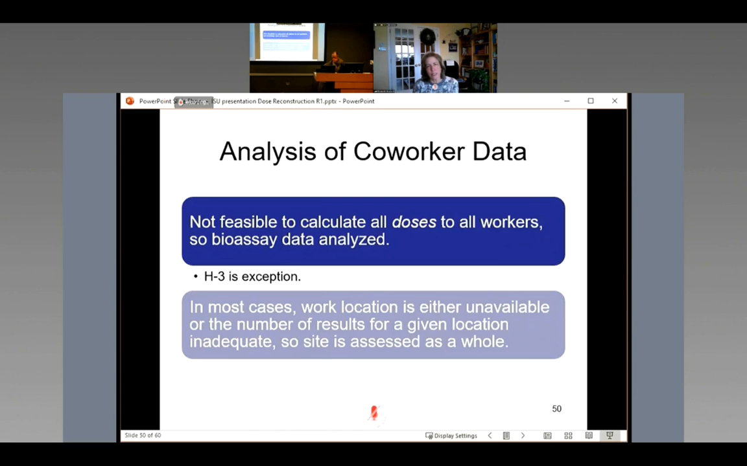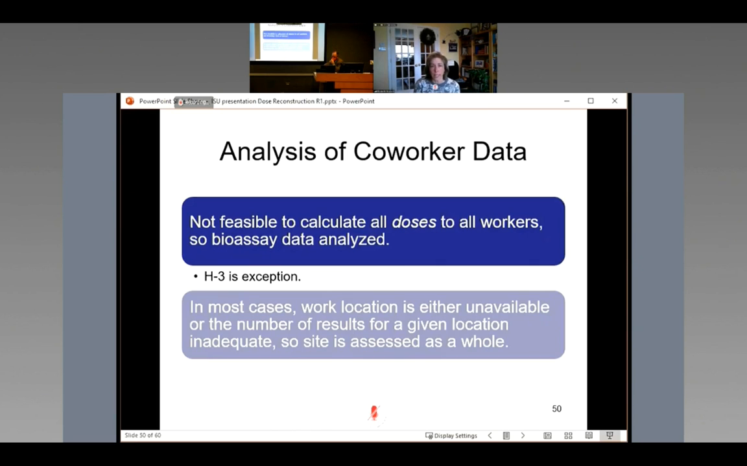This gets a little tricky, the way we analyze it. It's not feasible to actually calculate doses to all of the workers, so we look at the bioassay data. So the problem here is that we only have claimants, just somebody who has filed a claim with this program. We don't know where people worked, what they did, if they're not a claimant.